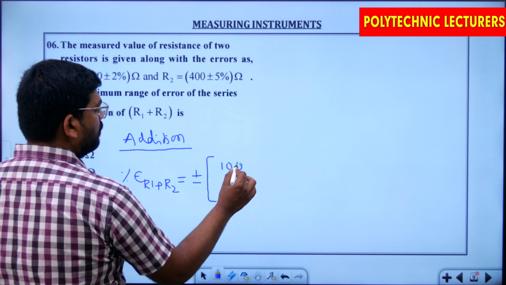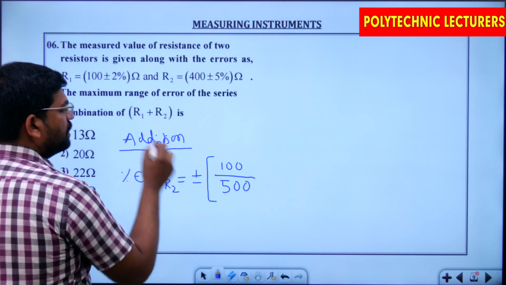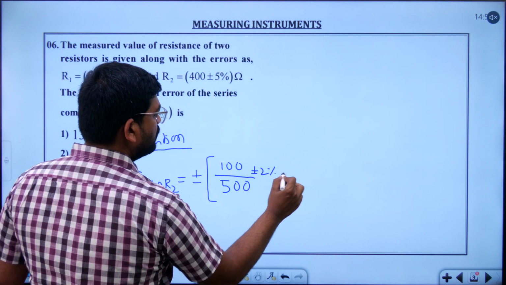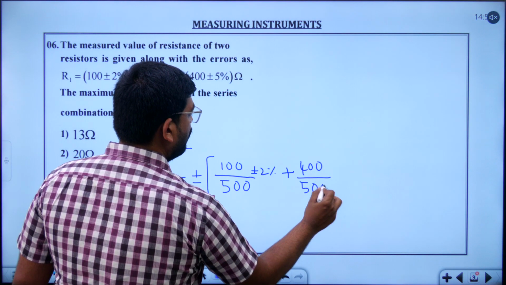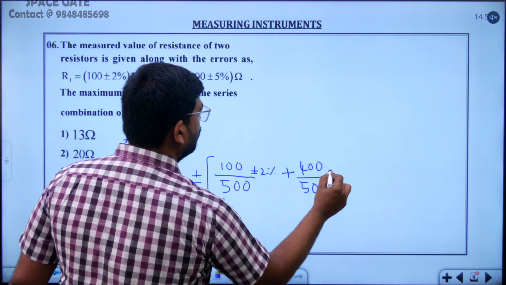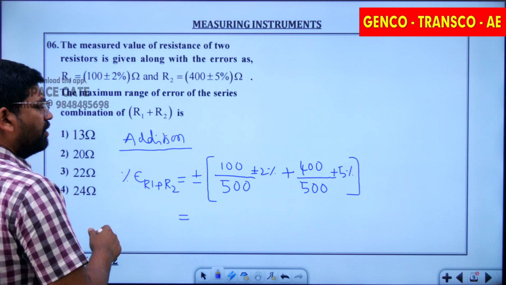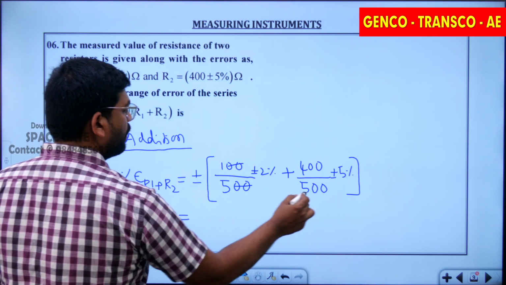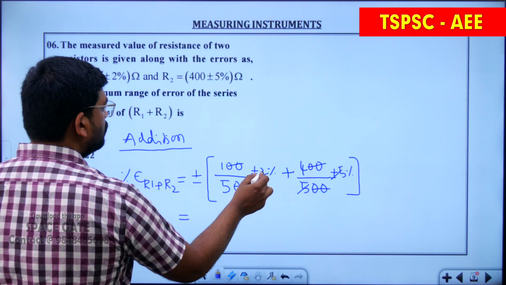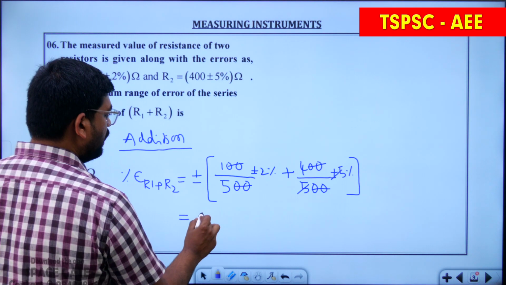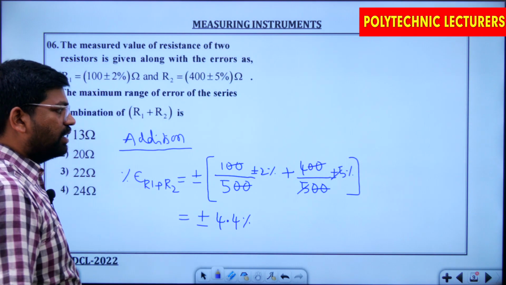R1 is how much here? 100 by R1 plus R2 means 100 plus 400, 500 into, substitute the percentage here, 2% plus R2 by R1 plus R2 means 500 into, what is the percentage given for the second one? 5%. Okay, simplify now. We get the error associated with equivalent resistance. How much? Okay, so 5 will get cancelled, 4. So 2 by 5 means 0.4. So overall error is how much here? 4.4%.